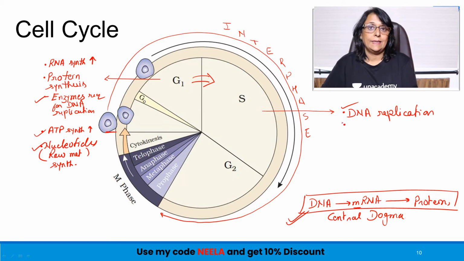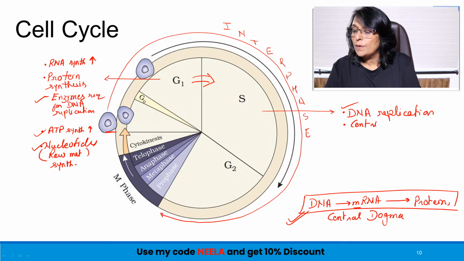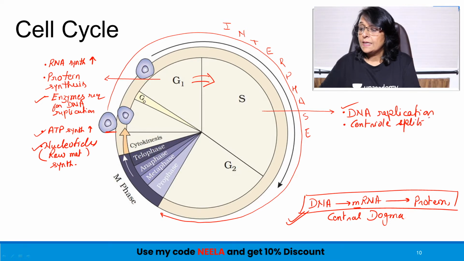Along with that, there are two more things which happen in S phase. One is that the centriole splits. Centriole is going to help in assembly of spindle fibers when the cell is going to divide. So centriole also splits in this S phase, and histone proteins are synthesized.